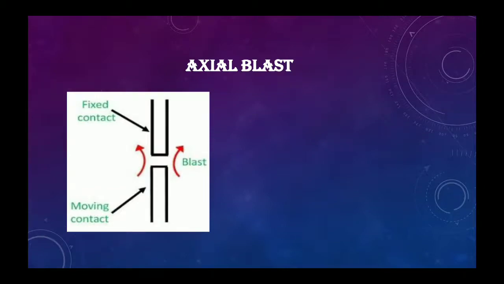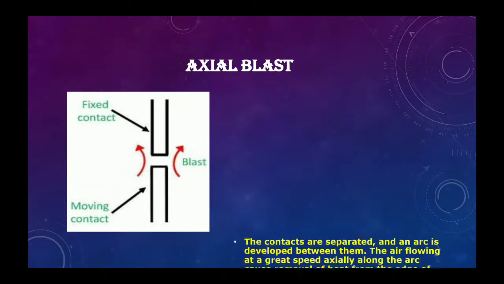Here you can see the image of the axial blast circuit breaker. This is the fixed contact and this is the moving contact, which is operated with the help of a relay. This is the axial blast effect, where the compressed air flows axially through the path from the reservoir with the help of the valve. So that is the axial blast circuit breaker.